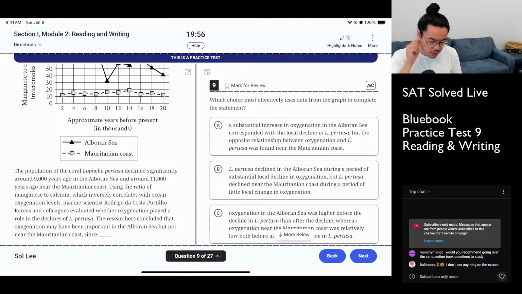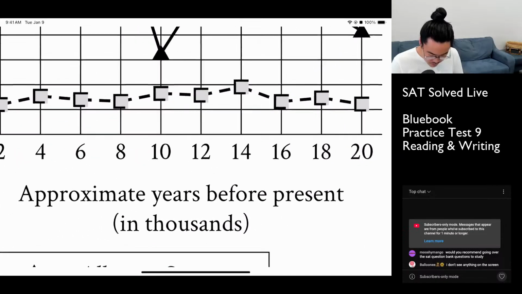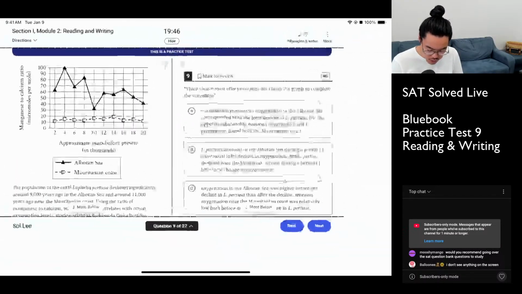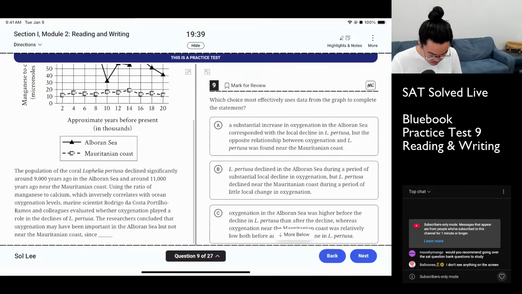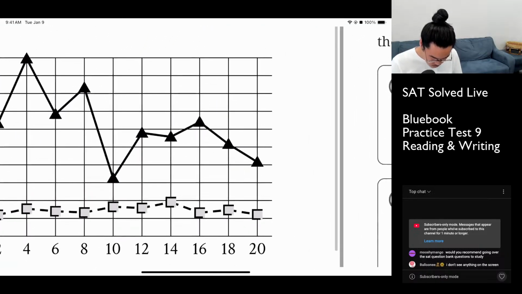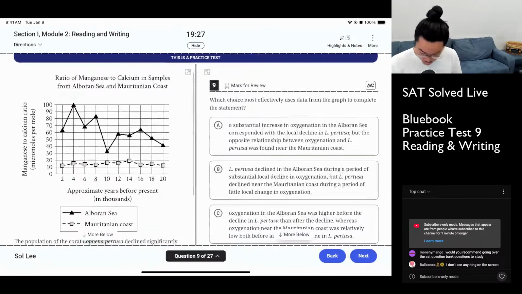And it may have been important in Alboran, but not Mauritanian coast. That makes perfect sense because the Mauritanian coast, it declined 11,000 years ago, but 11,000 years ago, there was no change in the ratio. However, in the Alboran Sea, 9,000 years ago, there was a huge spike, which was increasing the ratio, which decreases oxygenation. Okay. Wow, that's painful.